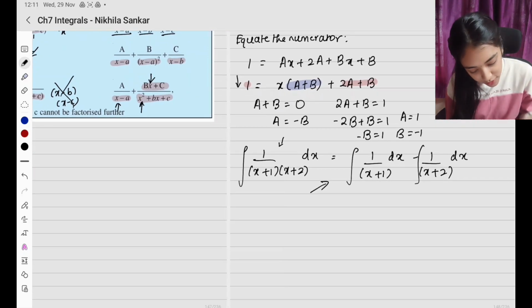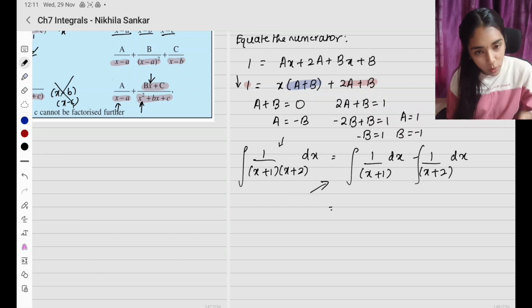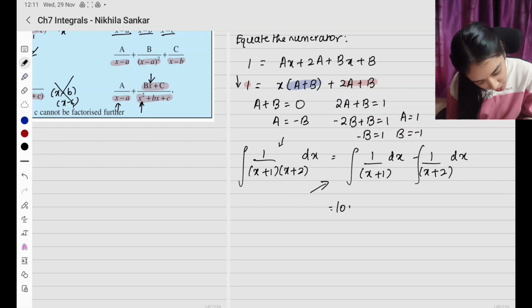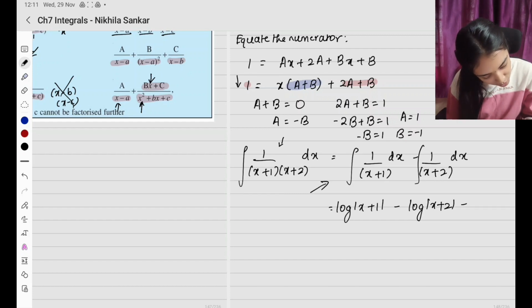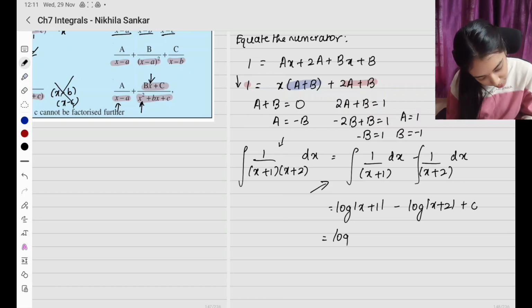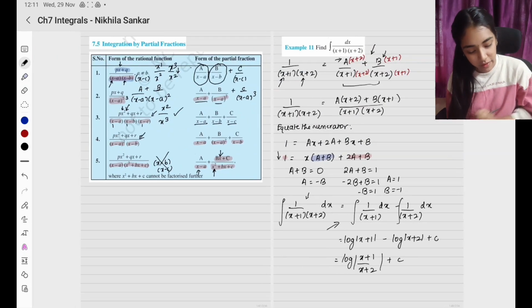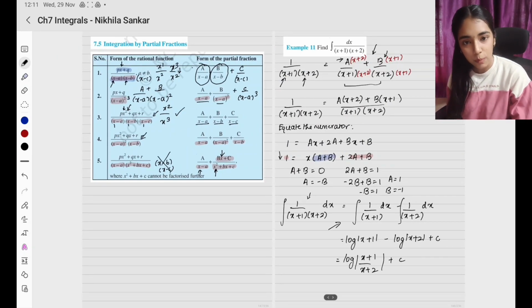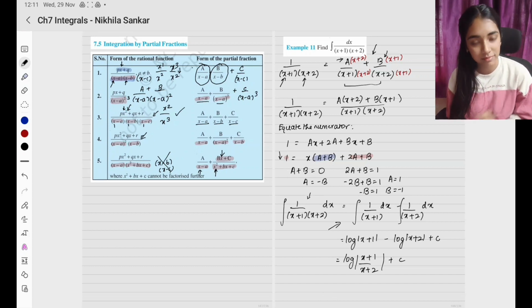Okay. So, if I simplify, what do I have? 1 by x plus 1 is going to be log mod x plus 1 minus, what do we have here? Log mod x plus 2 plus c. So, this is of the form log a minus log b. So, we can take log of a by b. So, log of a divided by b, plus c. So, this is my final answer. Okay. Very simple. Once you find the value of a and the value of b, you can solve the rest.